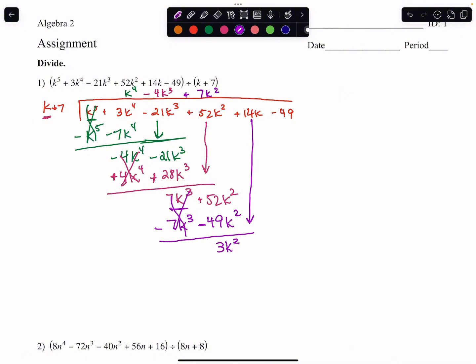And then from here, 3k squared divided by k is going to be 3k. 3k times k is 3k squared. 3k times 7 is going to be 21k. Go through, change your signs. This cancels out. 14k minus 21k is going to be negative 7k. Bring down the 49.